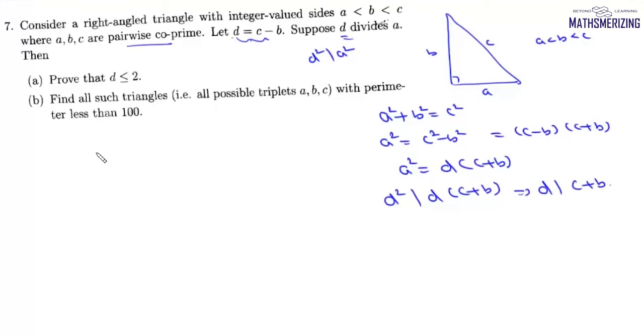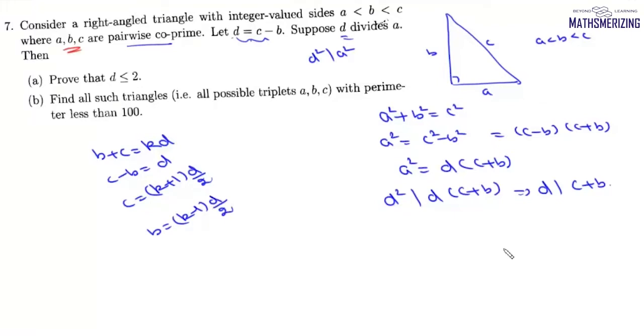Then we can write b plus c as some number k into d. Now it is given that c minus b is d. So if we add them, we'll get c as k plus 1 into d by 2. And if we subtract, we'll get b as k minus 1 into d by 2. Now it is given that b and c are co-prime. Now if we look at b and c, we have this d by 2 common in both b and c.